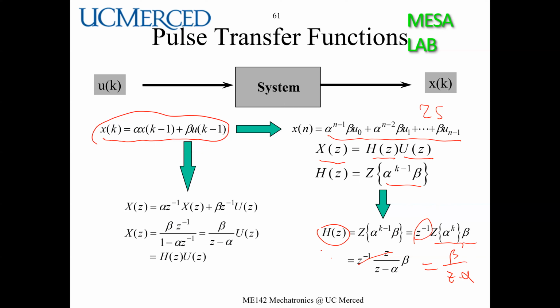I can solve this H of Z. Given U of Z, from here you will be able to have X of Z like this. So then it is H of Z like this. So this term is H of Z.